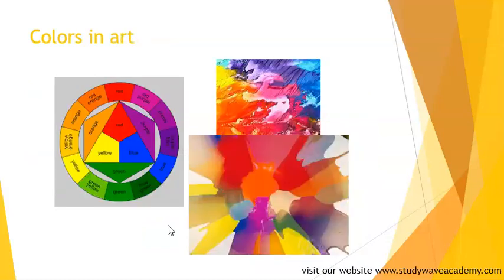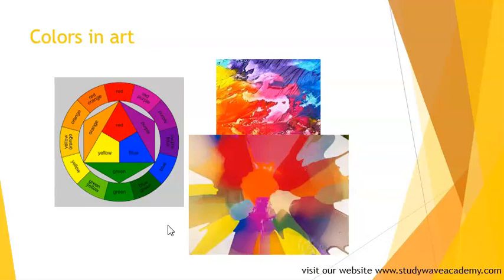Then we have colors in the arts, where we use colors to make different artworks. Drawing, expressing ourselves with colors, just painting with colors. So our primary colors are red, yellow, blue, and our secondary colors are purple, green, orange. Did we understand all that?